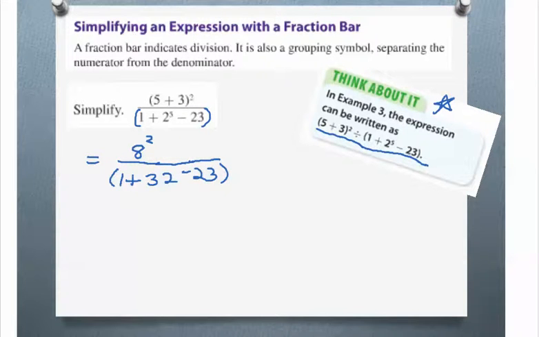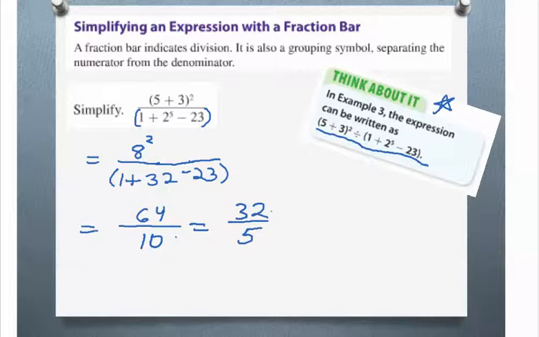So we're going to continue on. We're going to keep solving this thing. On the top, my next step would be 8 squared. 8 squared is 64. On the bottom, though, my next step is to add and subtract from left to right. Actually, I can drop the parentheses because we'll be done after that. So 1 plus 32 is 33. 33 minus 23 is 10. Okay, and then we can simplify this. 2 goes into both 10 and 64, so we've got 5 on the bottom, we've got 32 on the top.